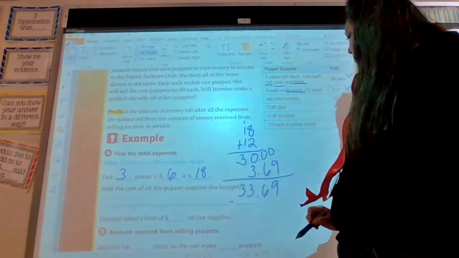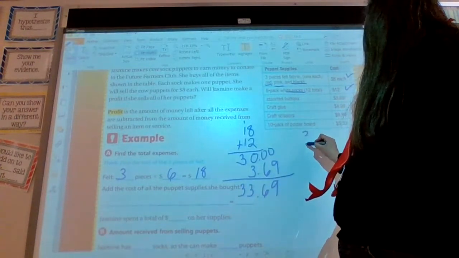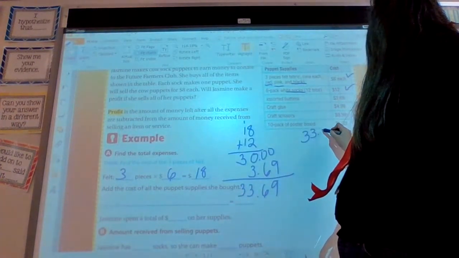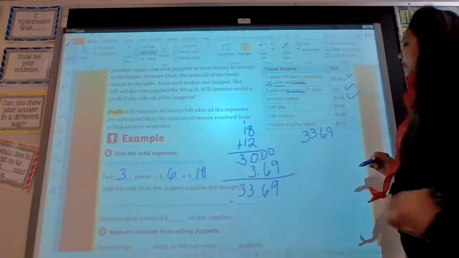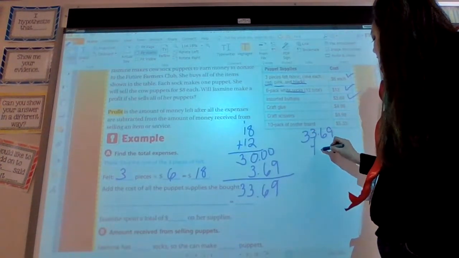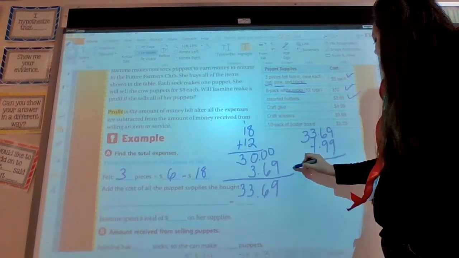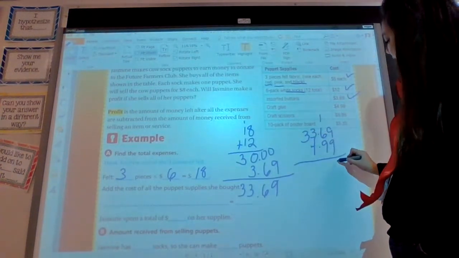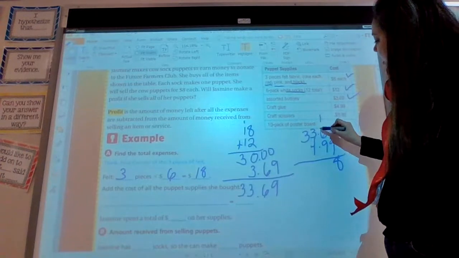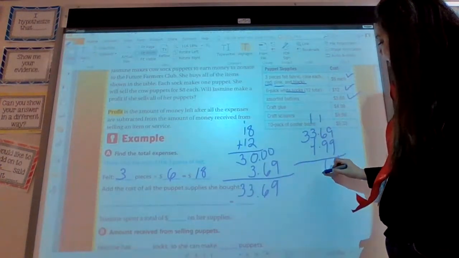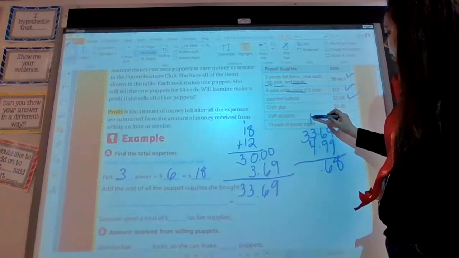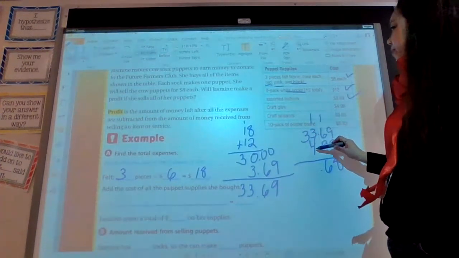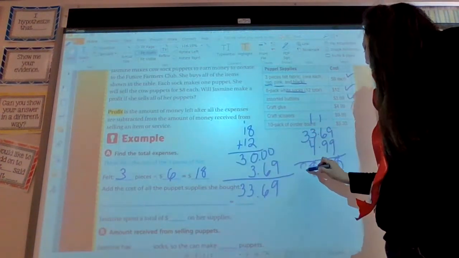9.6.3. There we go. Now I've gotten a total of $33.69 I've spent so far, and I'm checking this off. We got to buy craft glue, which is $4.99. Okay, so 9 plus 9 is 18. 9 plus 1 is 10, plus 1 is 6. Okay, and that's a 4. 1 plus 3 is 4. 4 plus 4 is 8, and 3.